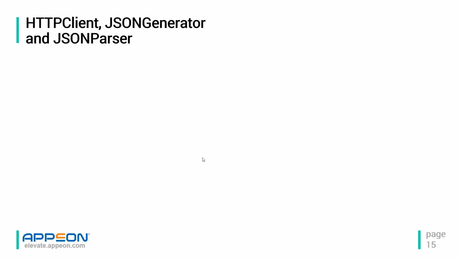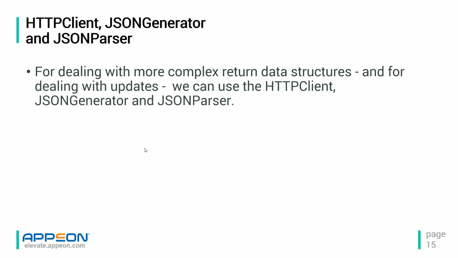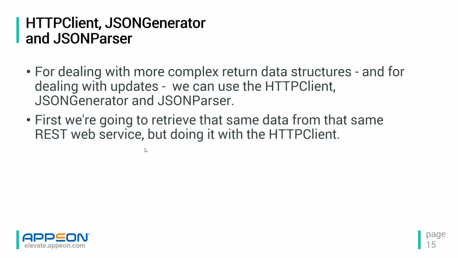For anything more complicated, or if you want to do updates, currently what you would do is use the HTTP client and the JSON generator and JSON parser. The parser to parse out the JSON you got back, and then the generator to put together the JSON you want to send for the update. Okay, so what we're going to do is use that same REST web service, but we're going to use the HTTP client to do the retrieve, and then we're going to look at actually doing updates using the HTTP client as well.